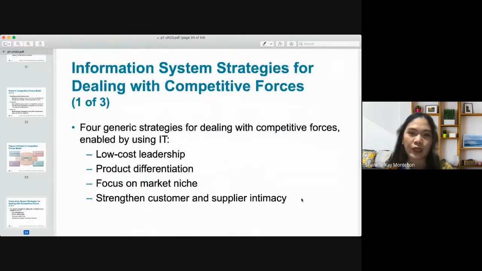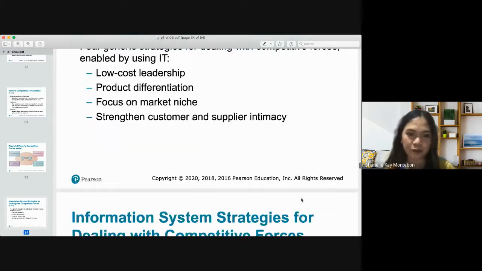So now how do we deal, or what are the information strategies that we can use to deal with the five competitive forces? According to Michael Porter, there are four generic strategies for dealing with competitive forces enabled by using information technology. These are low cost leadership, product differentiation, focus on market niche, and strengthen customer and supplier intimacy.